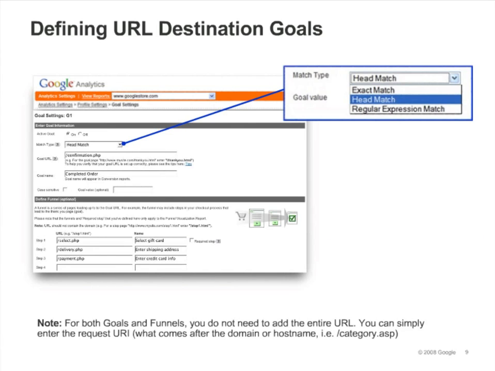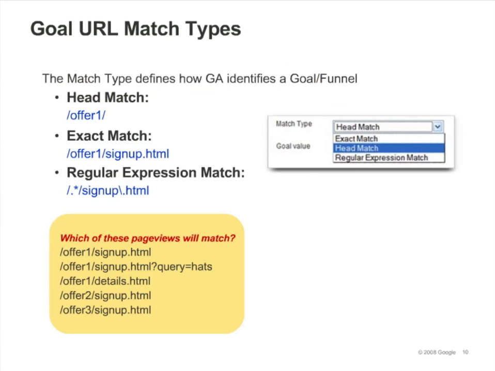Next, we'll talk about the match type setting. The match type defines how Google Analytics identifies a goal or funnel step. You have 3 choices for the match type option. Head match is the default. It indicates that the URL of the page visited must match what you enter for the goal URL.